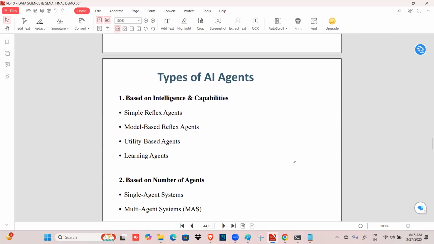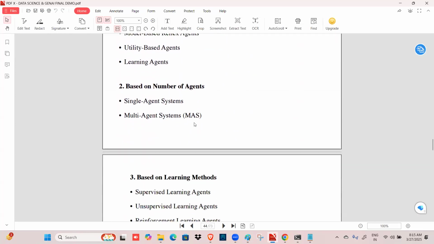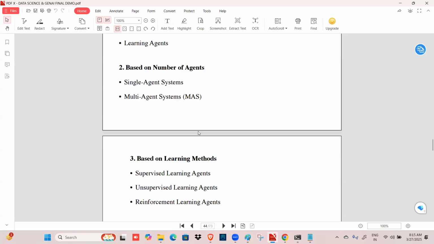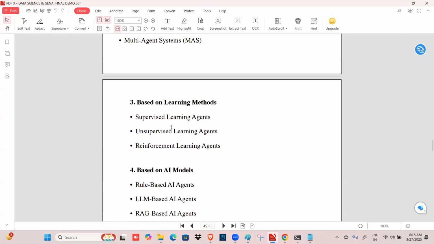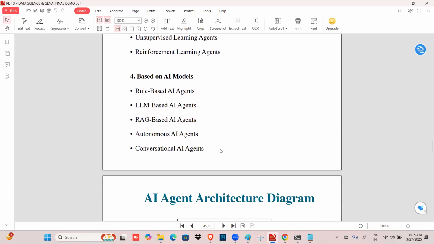There are different types of AI agents based on intelligence and capabilities: simple reflex agents, model-based reflex agents, utility-based agents, and learning agents. Based on the number of agents, single agent or multi-agent. Based on learning models, supervised learning agent, unsupervised learning agent, reinforcement learning agent. And based on AI models, rule-based, LLM-based, RAG-based, autonomous, and conversational AI agents.